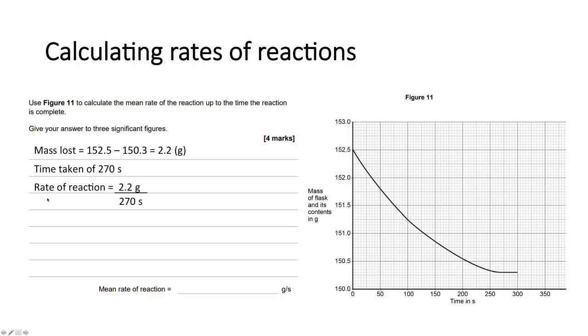And therefore, the mean rate of reaction is 2.2, the change in mass, divided by 270 seconds, the change in time, which gives us 0.00815. Now the question asks to give the answer to 3 significant figures, and therefore I've given it to 3 significant figures. Remember that the 0.00 are not included in the significant figures.